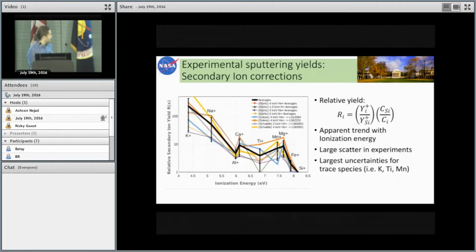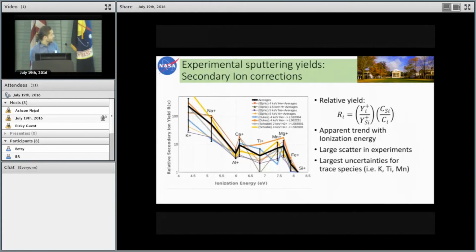Well, here's an example of how we can generate these relative yields. Aluminum happens to have a lower ionization energy than does silicon. So that means that aluminum forms an ion more readily than silicon will. And for something like potassium, it forms an ion much more readily than silicon. And so even though we have a very small composition of atomic percent of potassium at the surface, we can get larger ion yields because it more readily forms that ion due to the lower ionization energy.